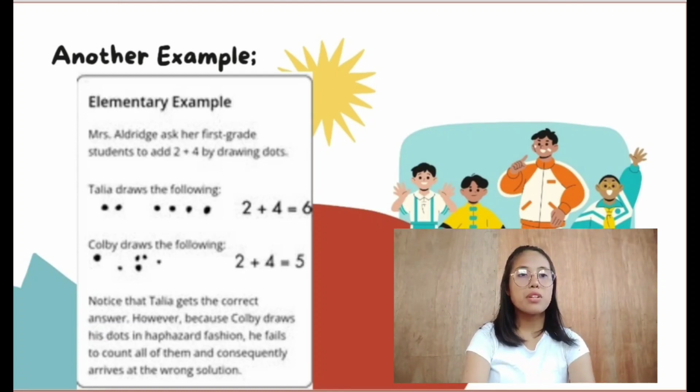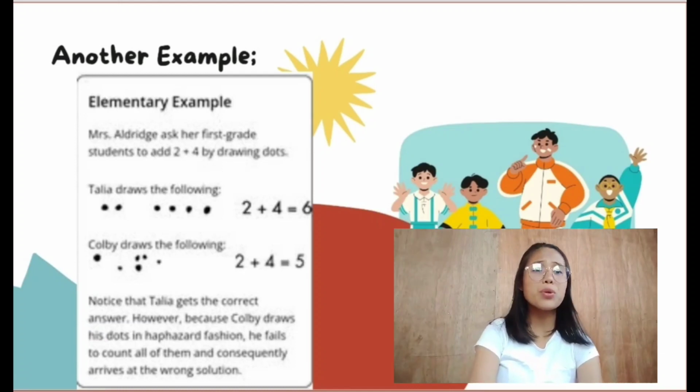That's why I'm confused, because when Mrs. Ulrich asked her first grade class, there were 2 students answering. Talia got the correct answer, but Colby did not get the correct answer, since he got 2 plus 4 equals 5. So that was Colby's answer, and we know that 2 plus 4 equals 6. So notice that Talia gets the correct answer.